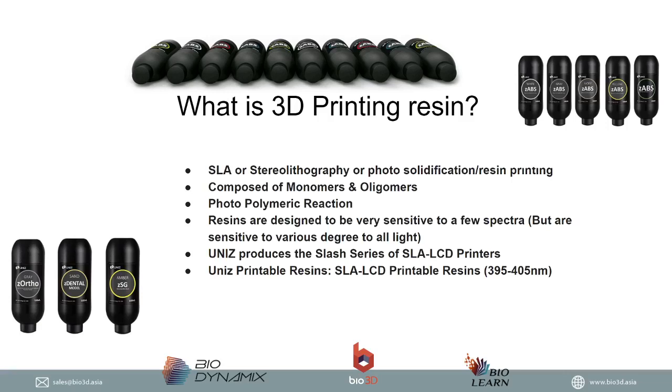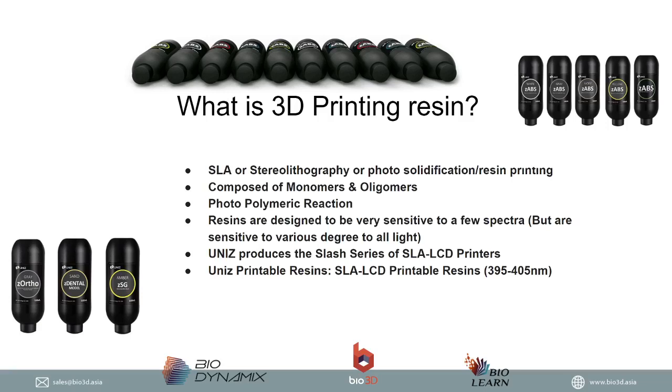Resins in general are designed to be very sensitive to a few key spectra. In general, light-activated resins are going to be sensitive to all sorts of light. But generally speaking, for SLA, LCD printers and resins of that nature, you will find that 395 to 405 nanometers is the ideal wavelength for SLA LCD resins. And all of the UniZ resins have 395 to 405 nanometers as the ideal spectrum.